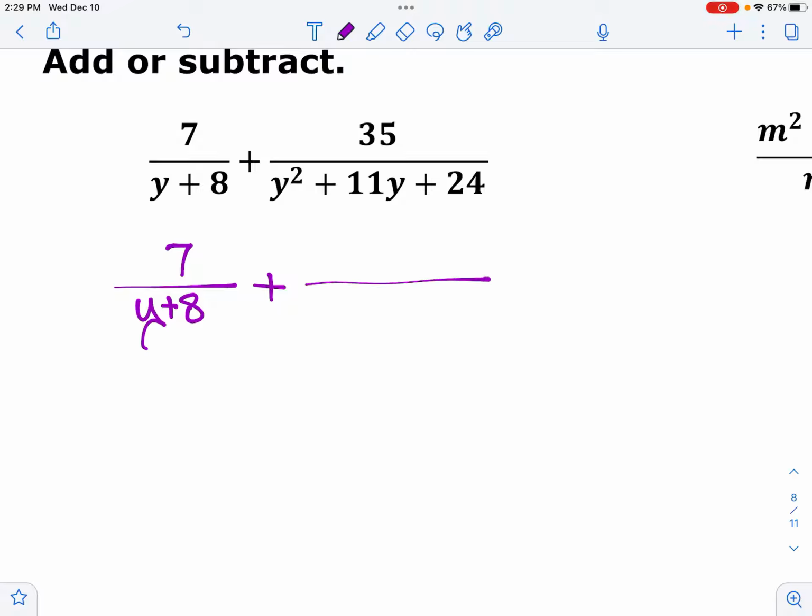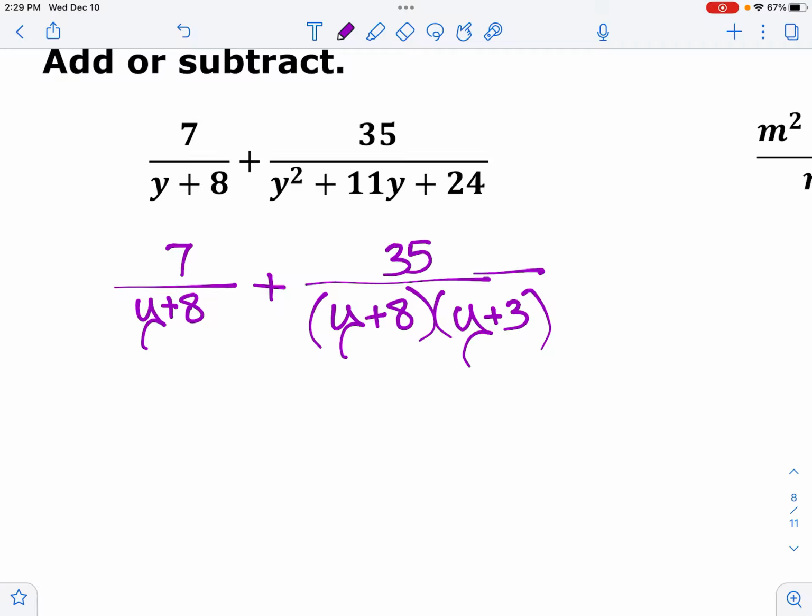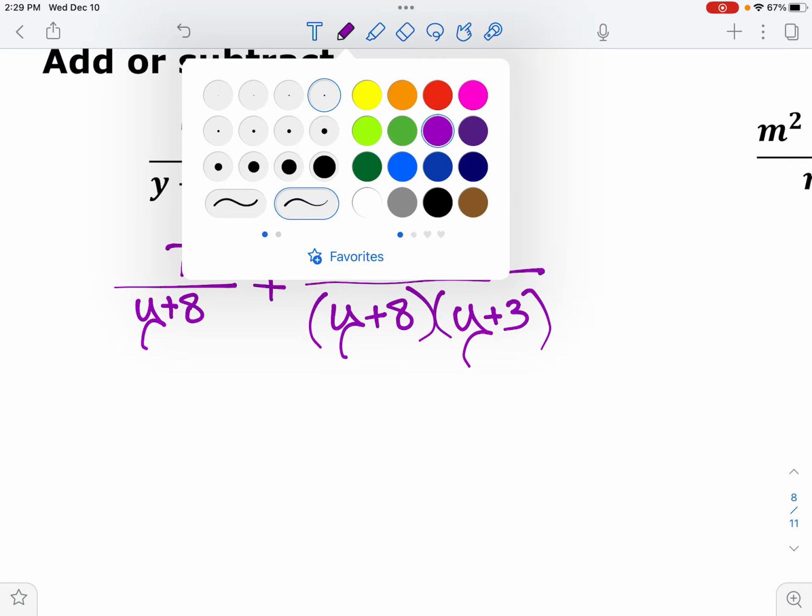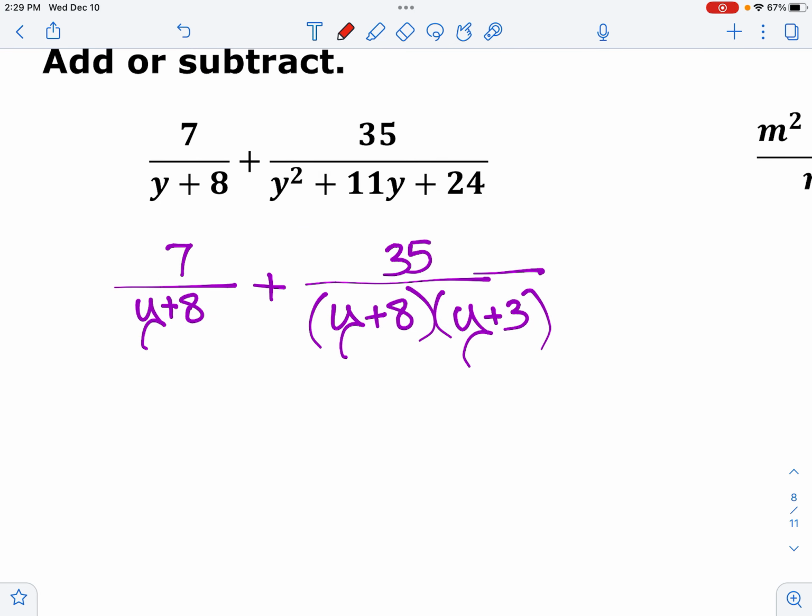But the second one, I want to factor two numbers that multiply to be 24 but add up to be 11, which would be 8 and 3. And then I have this on the top. So that means I'm going to need to multiply this first one by y plus 3 over y plus 3.